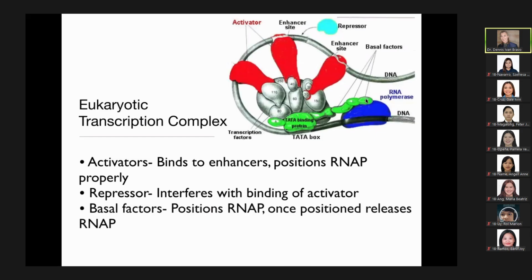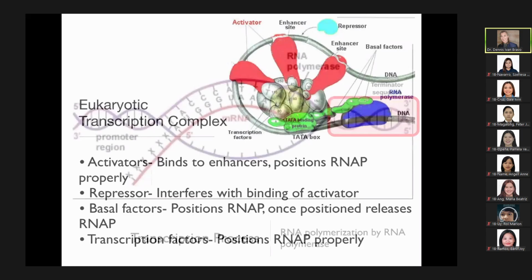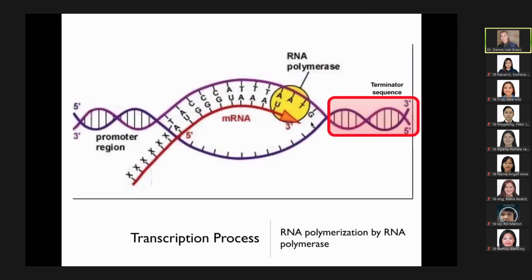The basal factor, shown in green, is the equivalent of the sigma factor. They bind to the promoter region and they position the RNA polymerase properly. Finally, there's the transcription factor, shown in gray. So they also position the RNA polymerase properly. Once positioned, the RNA polymerase is phosphorylated as what occurs in the prokaryote, and then is released and does its job in a manner similar to what we have already seen in prokaryotes.